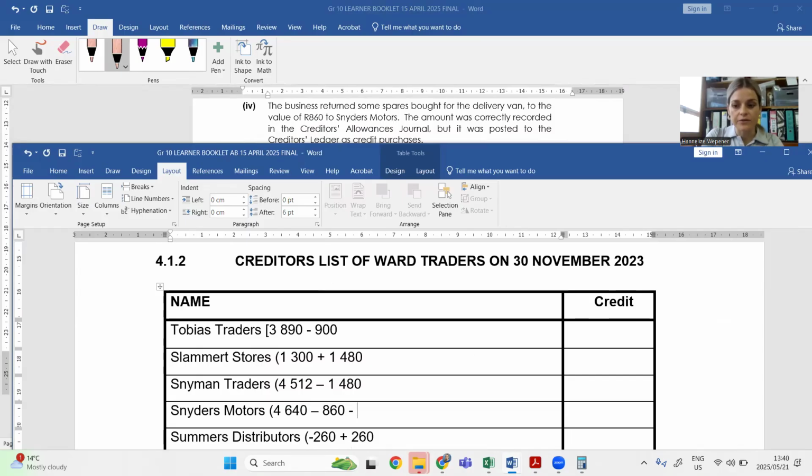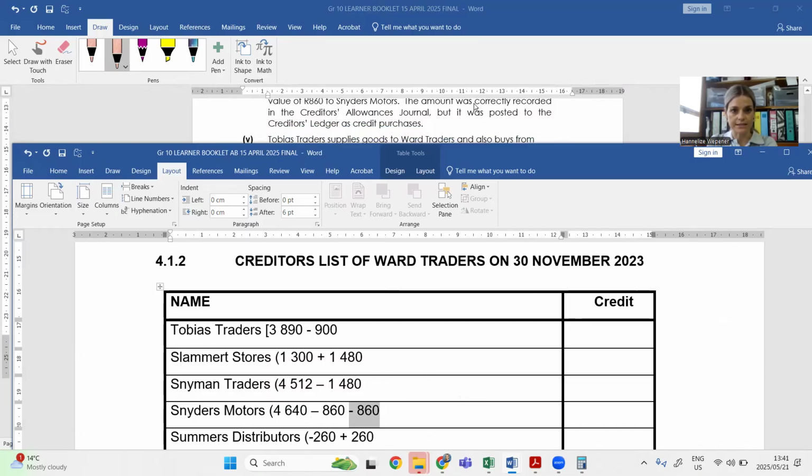Plus, I must then record and post the correct entry, or then the correct entry was in my creditors allowances journal. I must just change that posting to my creditors ledger because I made a mistake. So here I have my error, correction of error, shouldn't be a new credit purchase. And then I must further now actually post the correct entry of 860 Rand to this creditor's account.